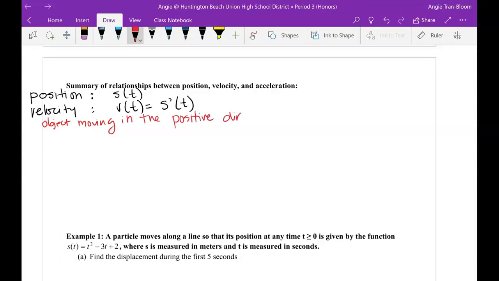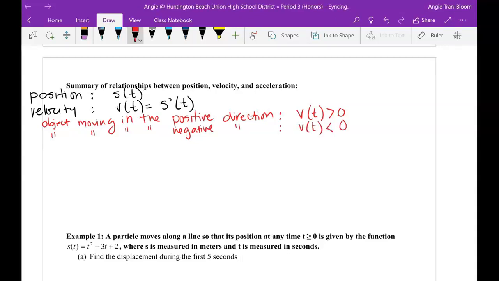If a question is asking when is the object moving in the positive direction, that means your velocity is greater than 0. Then it's also going to ask you when the object is moving in the negative direction. This is when your velocity is less than 0.